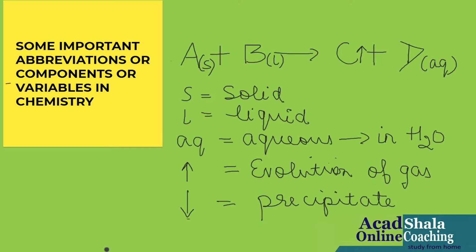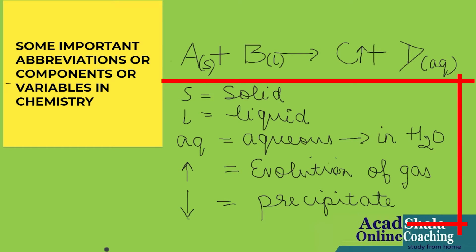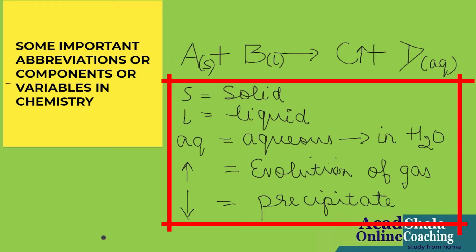Very, very important. So these abbreviations or components or variables, whenever you see in any of the equations, you should be ready that yes, I know the meaning of all these variables. It's very important, and in every equation you will see these variables, components or abbreviations. So do not be confused now. Whenever you see, you know the meaning of these variables.